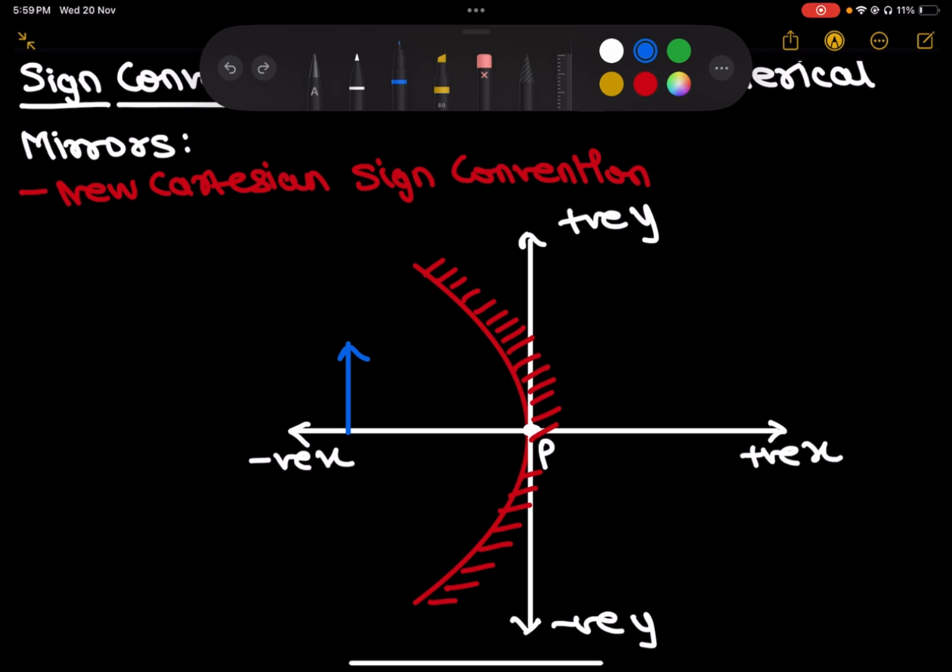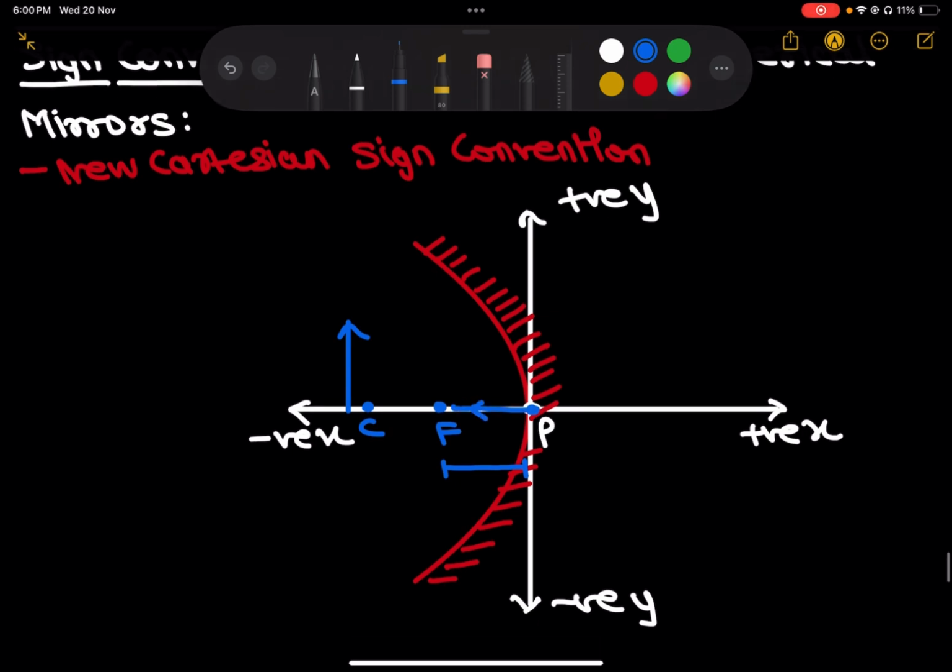That's the first rule. The second rule is that all distances which are parallel to the principal axis are measured from the pole of the mirror. Okay, all distances. Now, which are these distances? So we'll see. The first one we have already seen is the focal length, right? So, for example, if this is your focus and this is your center of curvature, then the focal length will be measured from the pole. So, pole to focus, that's the way it will be measured.